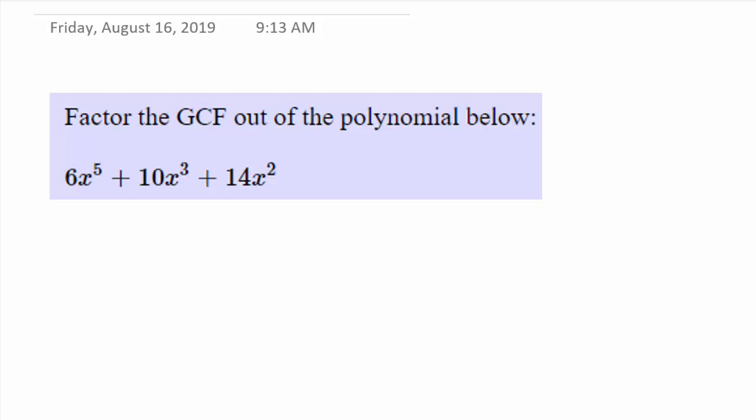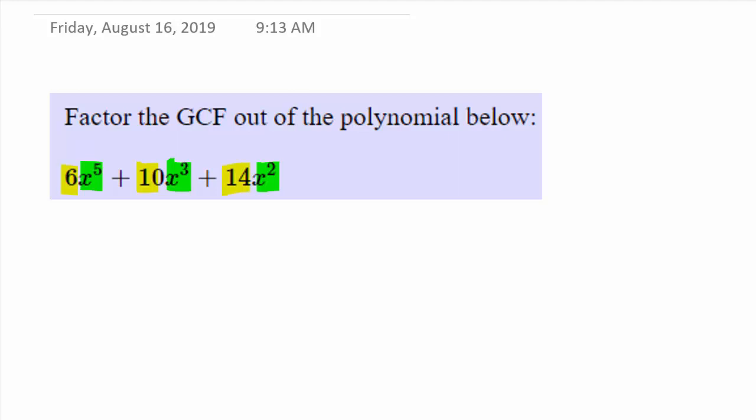When looking for a greatest common factor, it's important to keep two things in mind. We're going to look at the values, or the coefficients multiplying our variables, and then in a separate thought process, we're going to look at the variables. So when we're talking about a common factor, what we're saying is, what value is divisible, or what value would go into 6, 10, and 14? What do they all have in common?